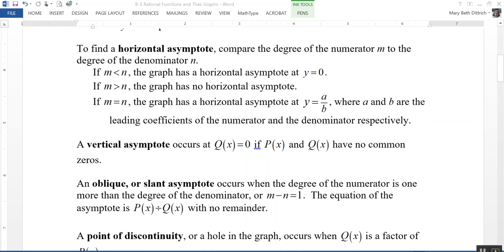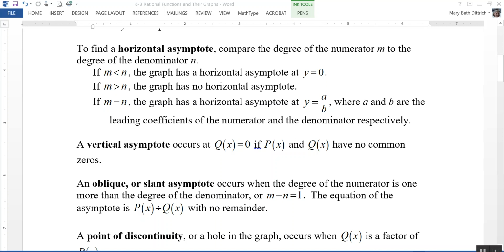To find a horizontal asymptote, we want to compare the degree of the numerator, which we're going to call m, to the degree of the denominator, which we're going to call n. If m is less than n, if the degree of the numerator is less than the degree of the denominator, then the graph has a horizontal asymptote at the line y equals 0, in other words, the x-axis. If m is greater than n, that is, the degree of the numerator is greater than the degree of the denominator, the graph has no horizontal asymptote.